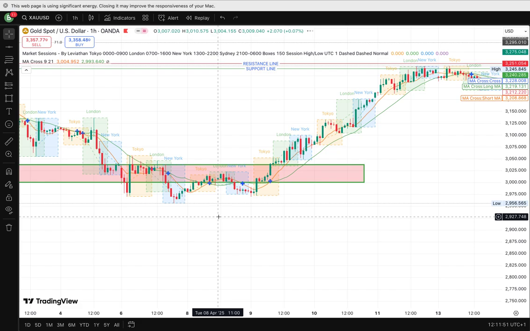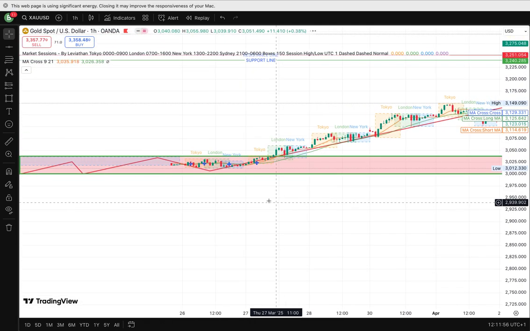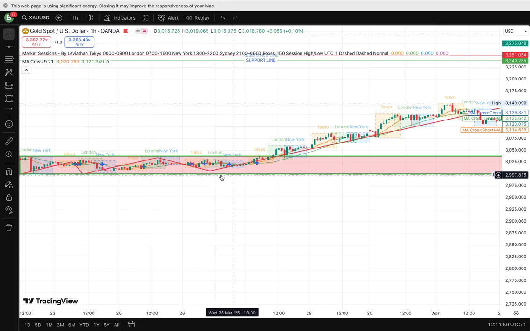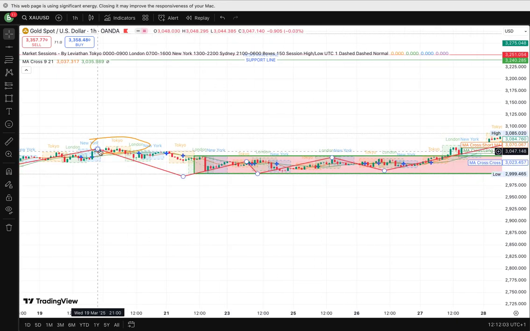Very good. Yes. You can see, this is it. This is what we mapped out. You can see the consolidation. This is the break of the structure in the higher time frame.